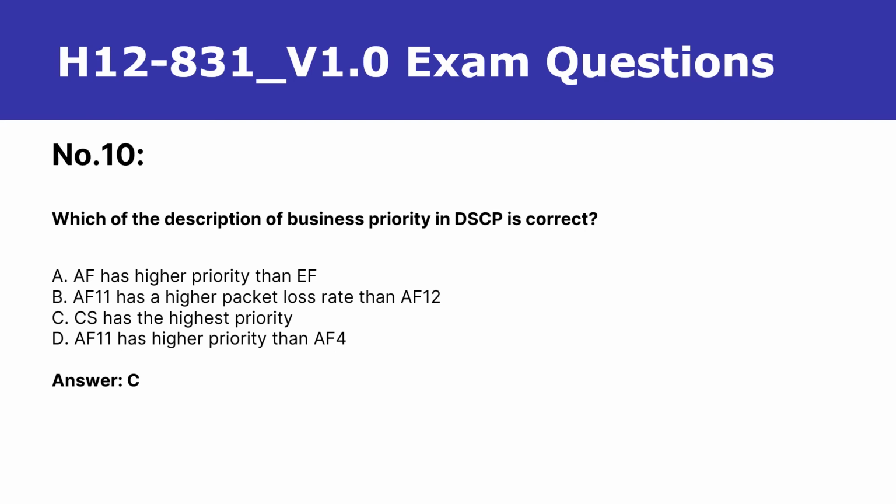Which description of business priority in DSCP is correct? A. AF has higher priority than EF. B. AF11 has a higher packet loss rate than AF12. C. CS7 has the highest priority. D. AF11 has higher priority than AF4. Answer. C.